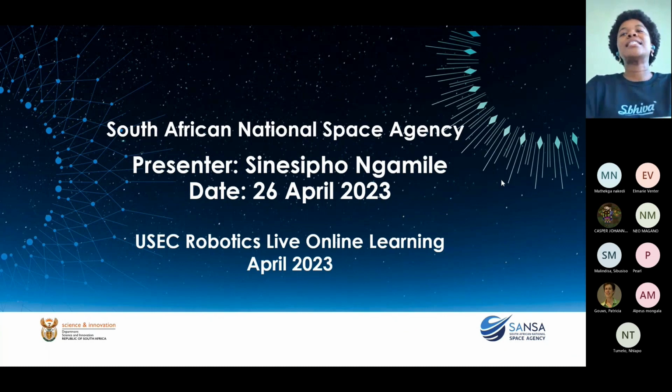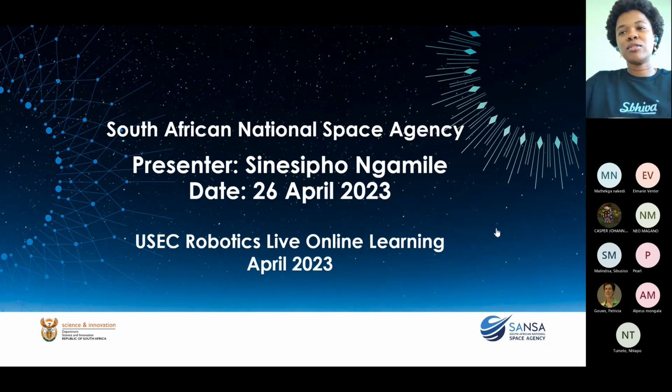My name is Inesi Ngamile, as Dumelo has already said. I am a Science Engagement Officer from the South African National Space Agency. I am based in our head office in Pretoria, so that is where I am right now. So I'll just switch off my video and start with the presentation.